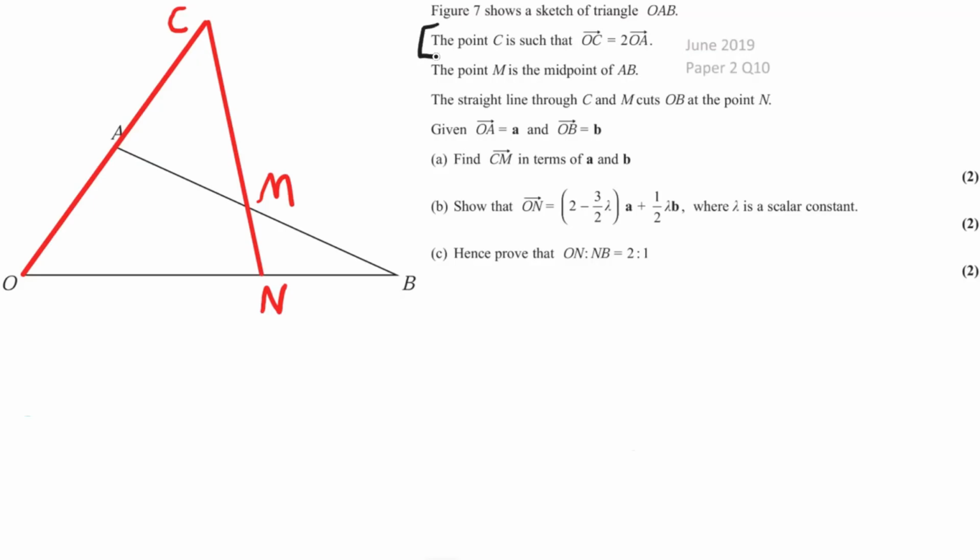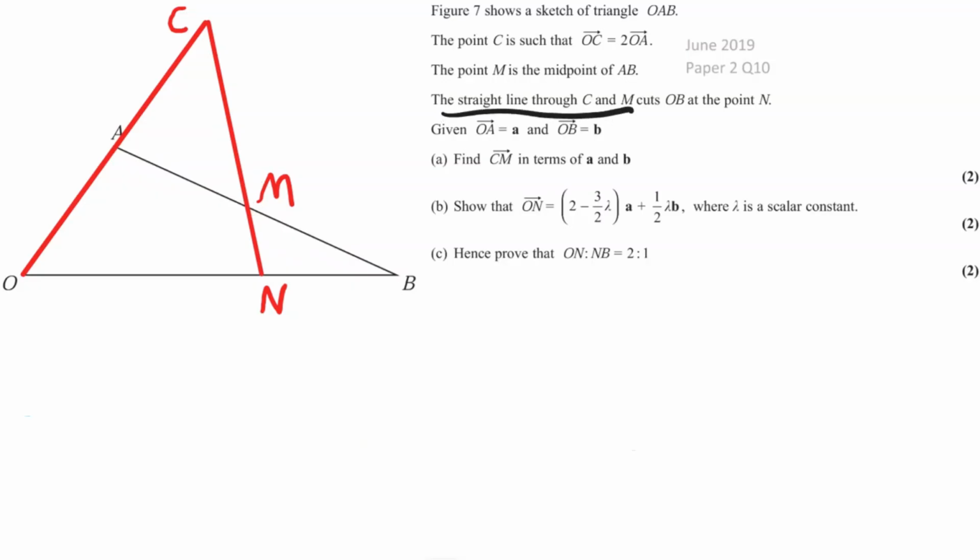So let's start with this part here. So we have this point here, which is C, and point C is such that OC is twice that of OA. So OC, which is this vector here, is twice that of OA. Okay, so that's point C. Now, if we focus on this part here, we're told about point M, so this is this point here, and point M is the midpoint of AB. So this here is the line AB, and M is the midpoint of it.